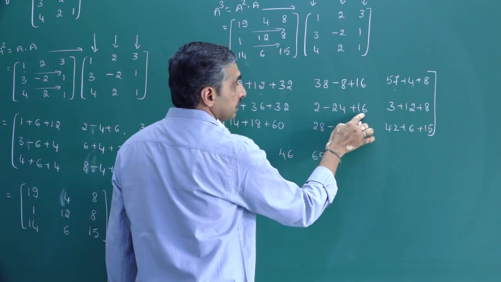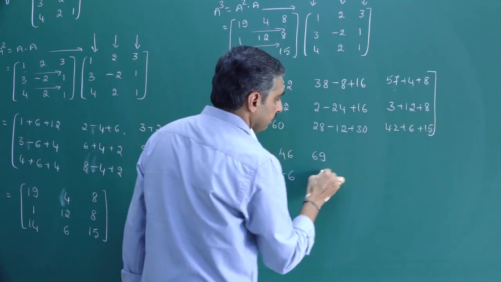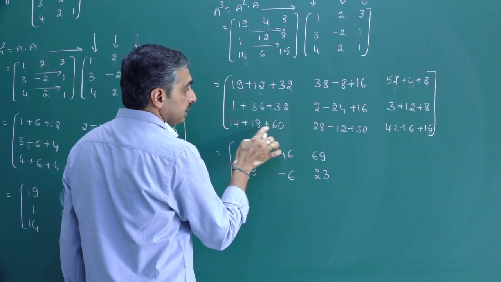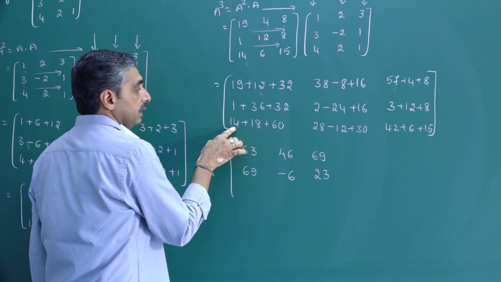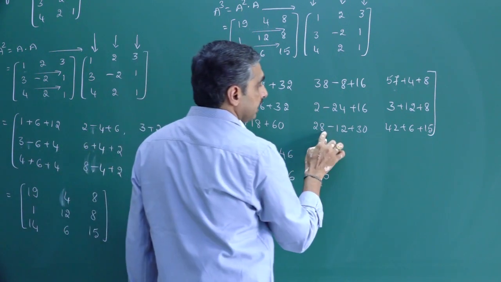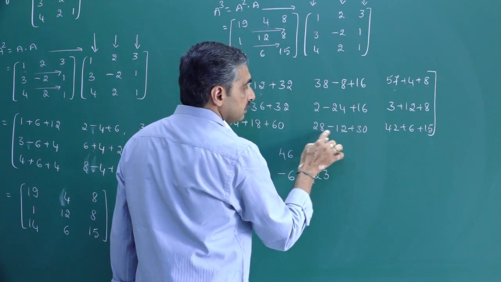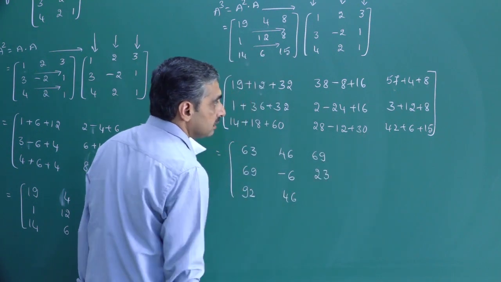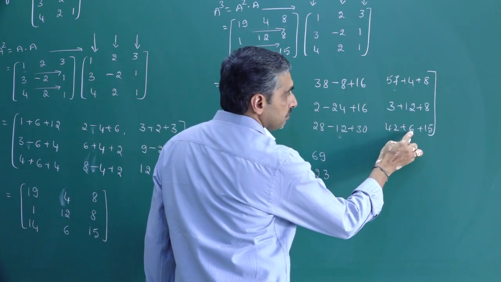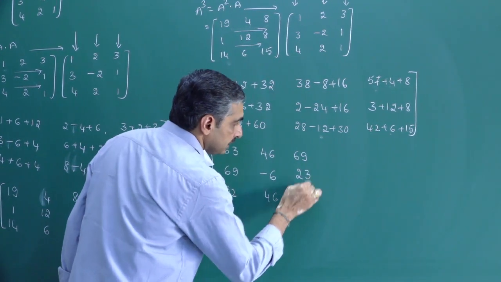2 minus 24, 16 plus 8, 18, 18 minus this, minus 6. 12 plus 8, 20 plus 3, how much is it? 23. Next, 14 plus 18, 60 plus 18, it is 78, 92, I think, right? Next, 30 plus minus 12, how much do you see it is now? 30 minus 12, 18, or 28 minus 12 you can take, that is 16. 46. 28 minus 12, that is 16. Here how much do you see? 48 plus 15, 15 plus 6, 21, that is equal to 63.